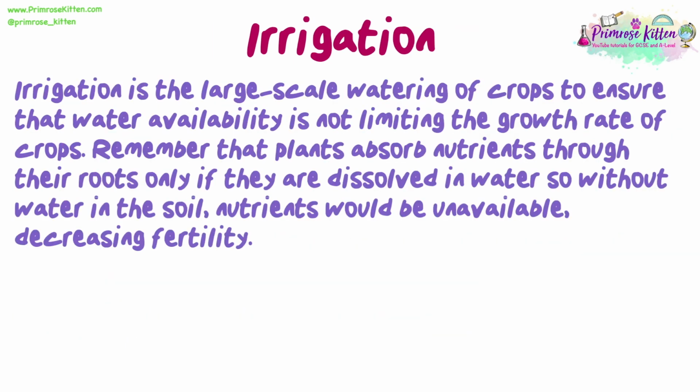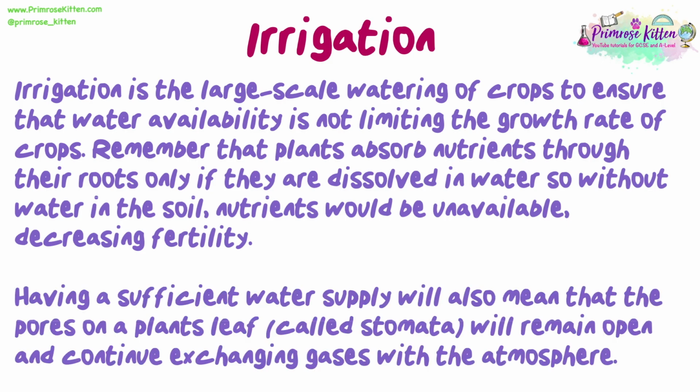Irrigation. Irrigation is the large-scale watering of crops to ensure that water availability is not limiting the growth rate of crops. Remember that plants absorb nutrients through their roots only if they are dissolved in water, so without water in the soil, nutrients would be unavailable, decreasing fertility. Having sufficient water supply will also mean that the pores on a plant's leaf, called stomata, will remain open and continue exchanging gases with the atmosphere.